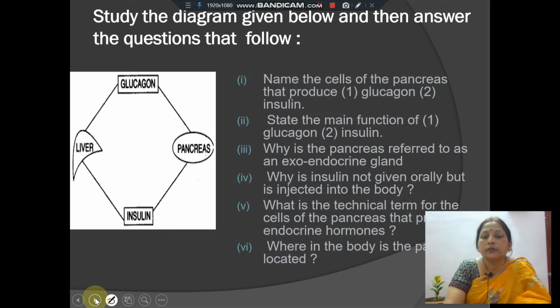What is the technical term for the cells of the pancreas that produce endocrine gland secretions? The technical term for the cells is islet of Langerhans. I am repeatedly telling this answer, islet of Langerhans, ISLET. Where in the body is the pancreas located? Pancreas is located below the stomach in the coil of the duodenum of the intestine. Just below the stomach in the coil of duodenum it is present.